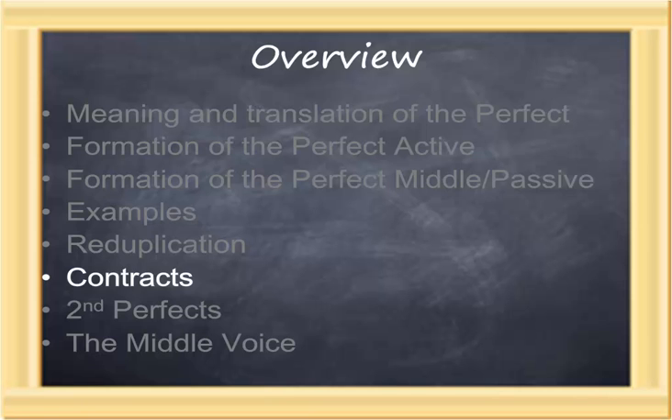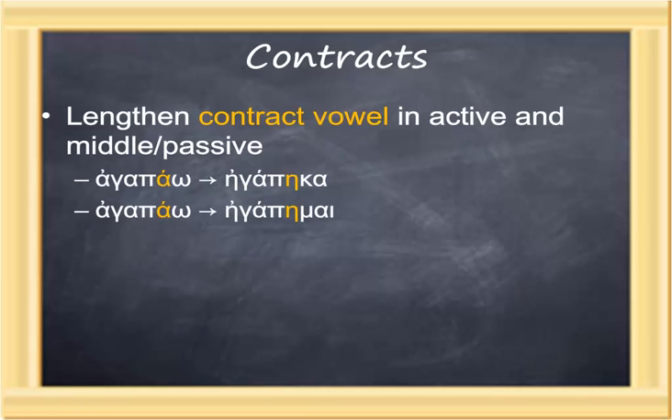Contract verbs. In the example above, we showed a perfect of the contract verb agapao. In these two examples, agapeka and agapemai, one sees that with contracts, before the kappa alpha in the perfect active or before the middle passive ending in the perfect middle passive, the contract vowel is lengthened, in this case alpha to eta.